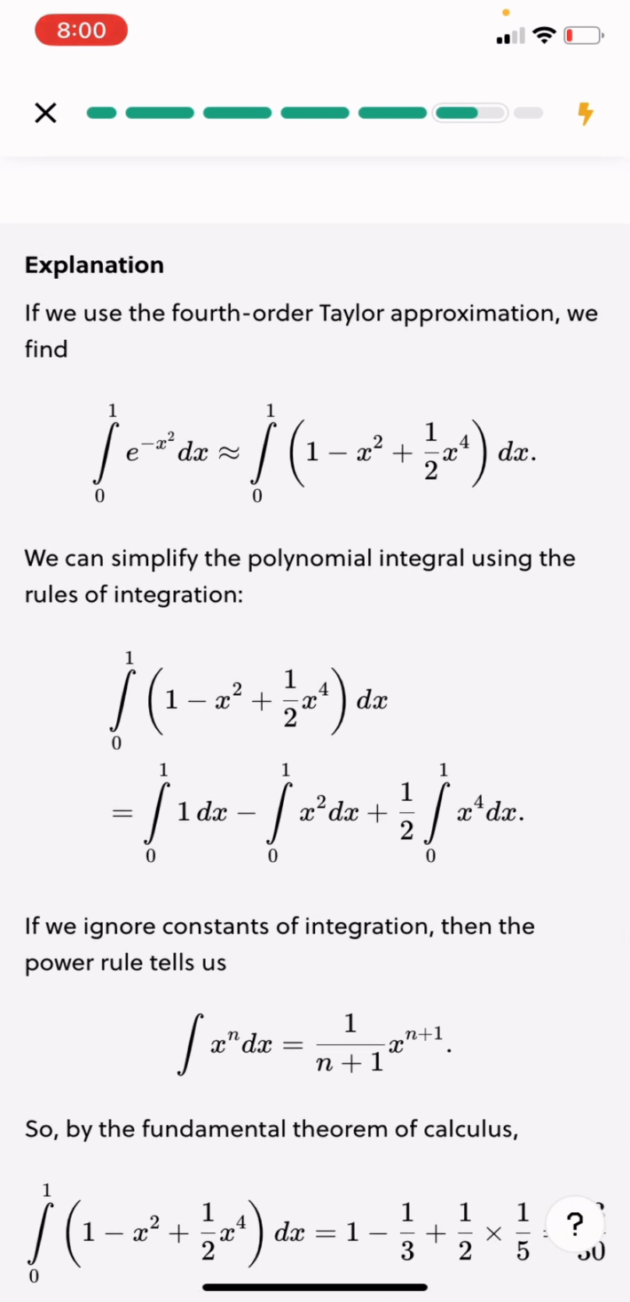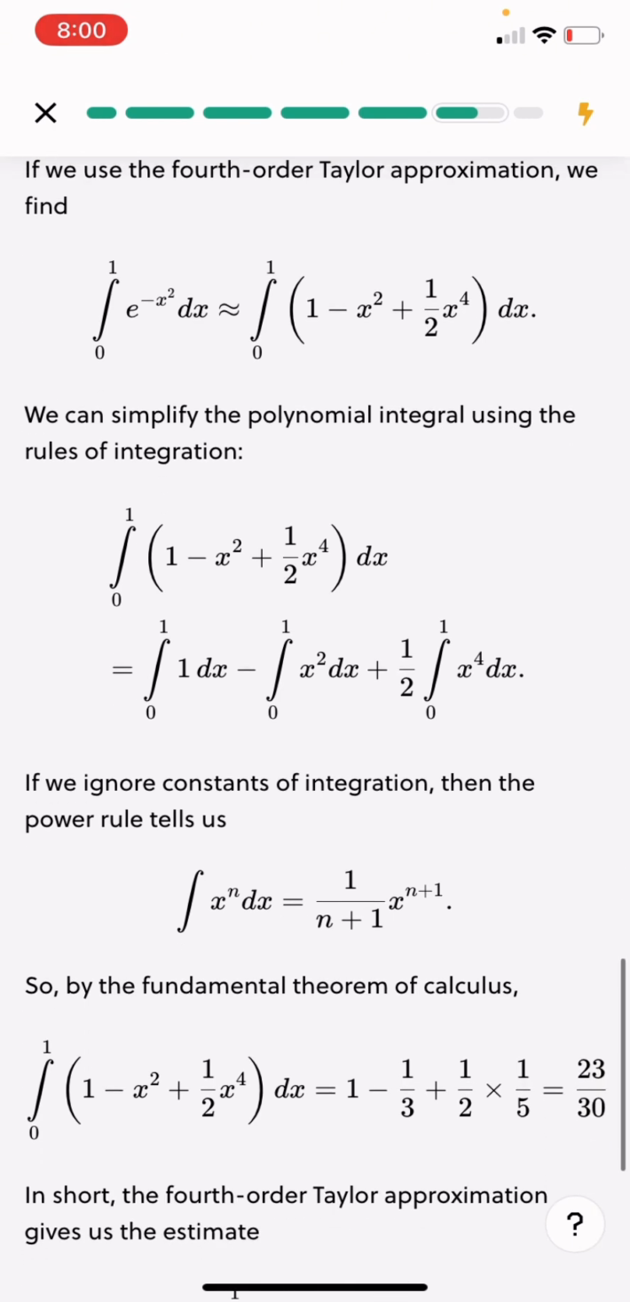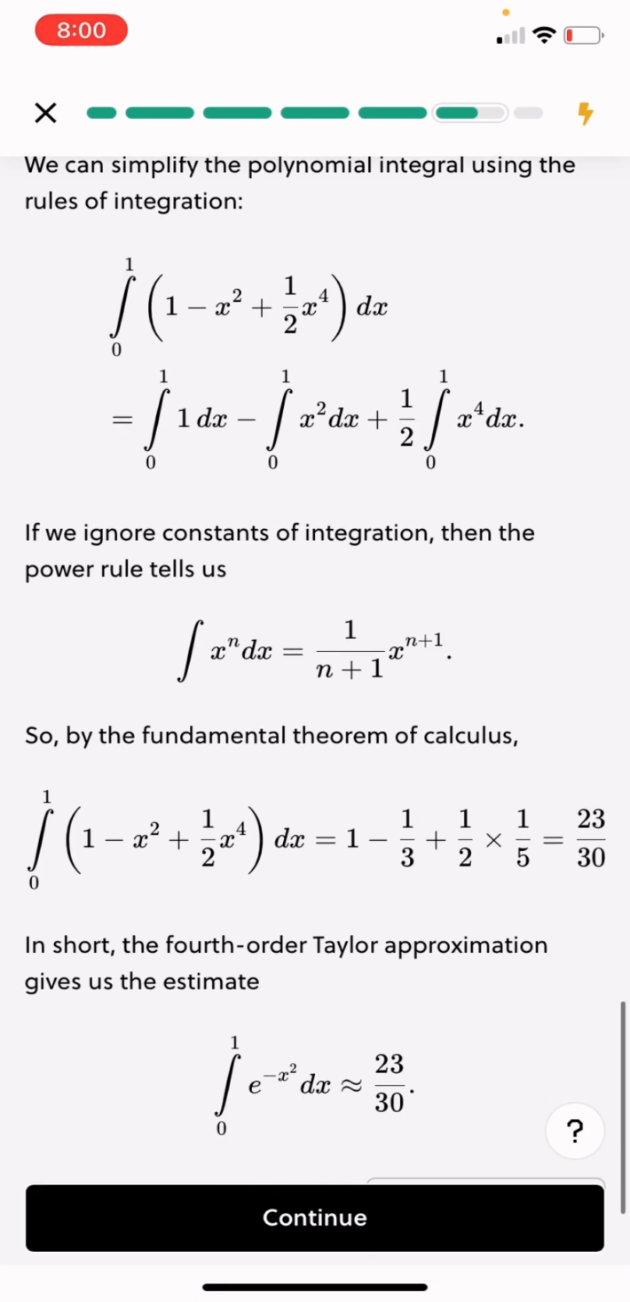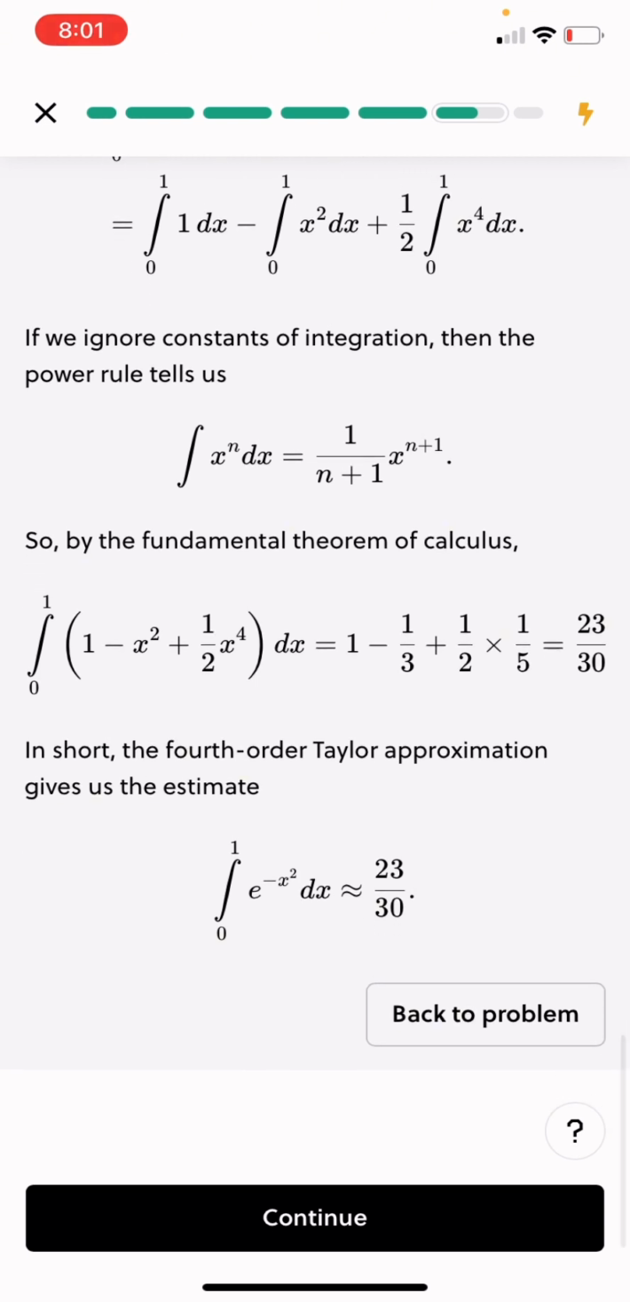You can pause the video to see this equation. But if we use the fourth order Taylor approximation, we find this equation, which is a rough estimate. And we can simplify it to this, which you can pause the video to see. And then if we ignore constants of integration, the power rule tells us this equation. So the fundamental theorem of calculus gives this giant equation.